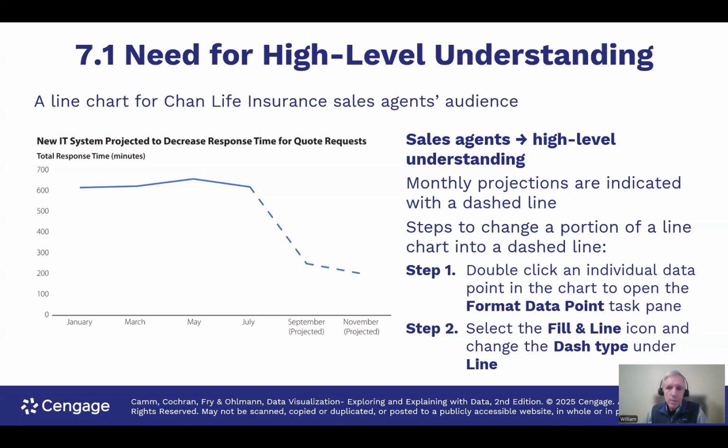They need monthly projections of how the process time is going to change once we put this new system in place. So it's pretty simple for sales agents. We say the average response time was around 600 minutes until we put the system in place, and then it drops pretty dramatically. By September, we expect to have it down to 200 minutes. It's good news all around.